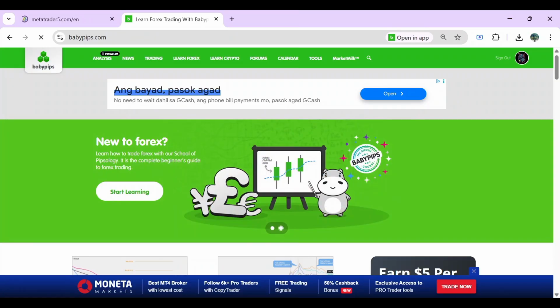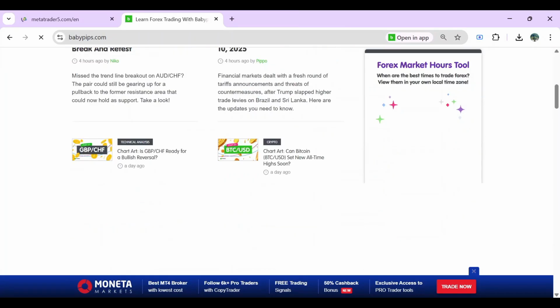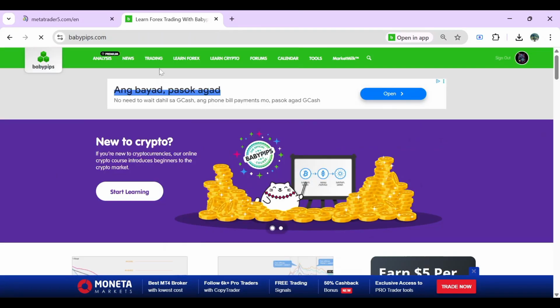So that's it. Education on one side, trading on the other. Hope that clears up how you can configure or connect your MT4, MT5 to BabyPips.